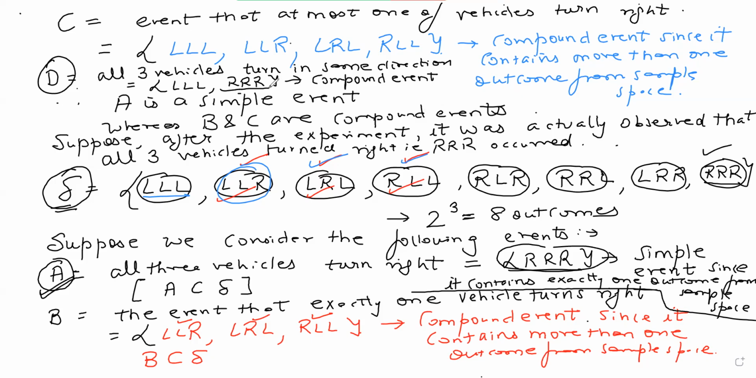So students, write a note that along with the simple event, compound events also occurred simultaneously. When the experiment actually took place, and suppose it was observed that all the three vehicles turned right, both A and D occurred. Both the events A and D occurred because A also contains RRR, which is a simple event, and D also contains RRR. Event D was that all three vehicles turn in the same direction. Now all three can go left or all three can go right, and it's a compound event since it contains more than one outcome.